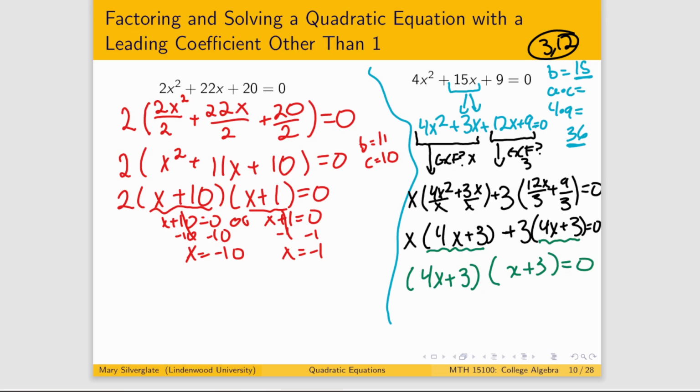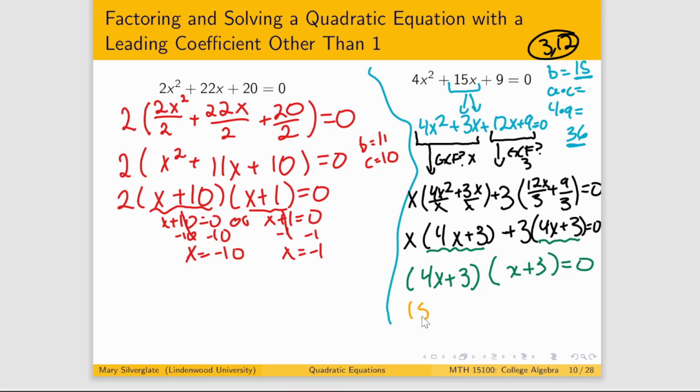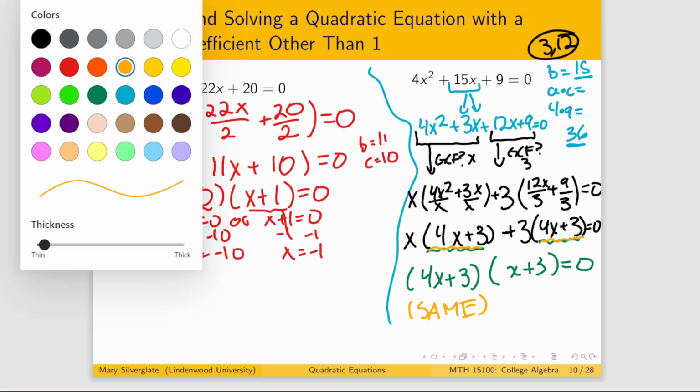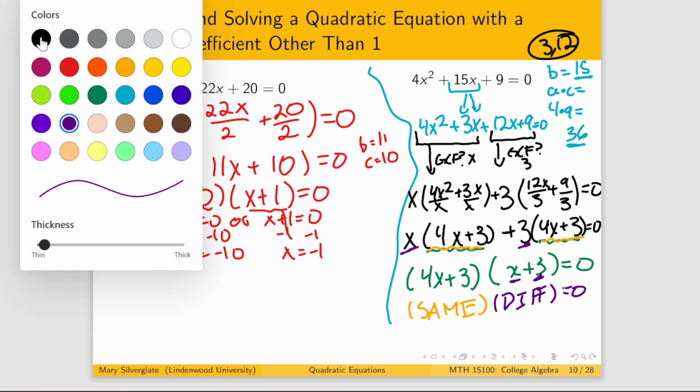A lot of times the way that people remember a short way of doing this is you have one parenthesis of what's the same. In this case, 4x plus 3 is what they had in common. And then you have another parenthesis of what is different. In this case, the x and the 3 were the two terms that were different. Still equal to 0. And then, of course, don't do all this work and then forget that last step.